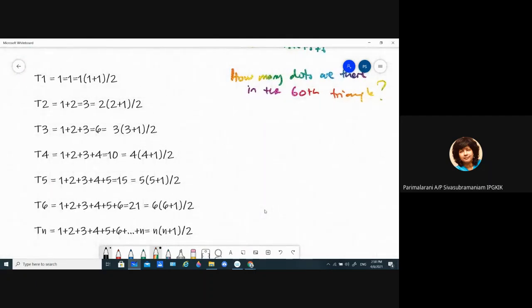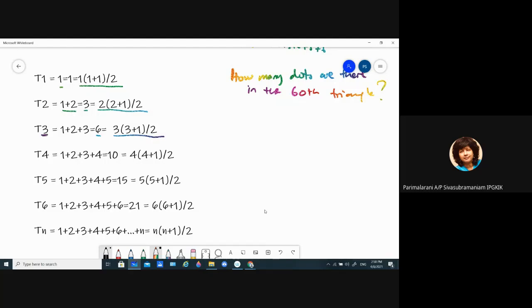Term 1 is 1, which means it's also equal to 1 times (1 plus 1) divided by 2. So this is 2 over 2, which is 1. Term 2 is 1 plus 2, which is 3. So 3 can also be written as 2 multiplied by (2 plus 1) over 2. Term 3 is 1 plus 2 plus 3, which is 6. And 6 can be written as 3 multiplied by (3 plus 1) divided by 2.